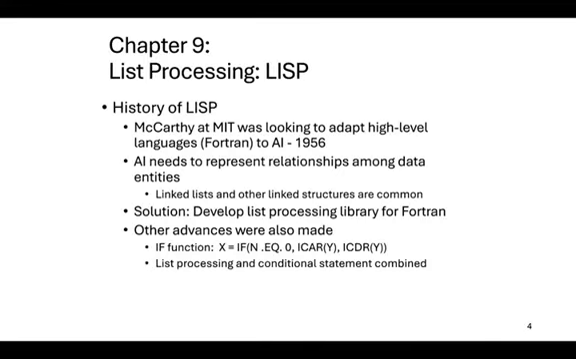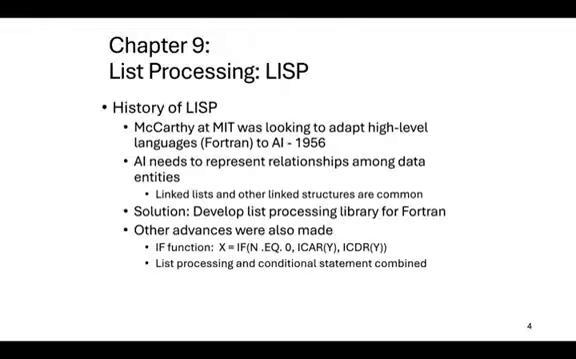So Lisp, how it was created, how it all started. It started at MIT. McCarthy at MIT was looking into adapting a high-level language. So we have Fortran at that time. It was very famous. So he wanted to adapt that or create something similar in order to use it for artificial intelligence. And that was in year 1956. We know that AI needs to represent relationships among data entities. So there is a lot of data that needs to be handled and you want to create relationships. So lists and linked list structures were common and are going to be beneficial to use in that case.